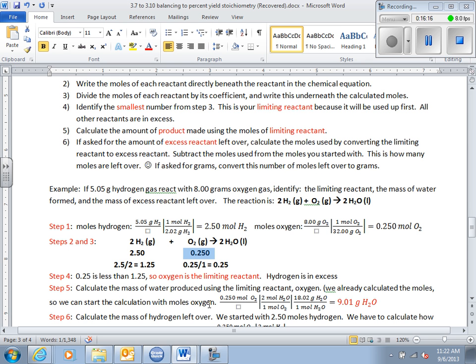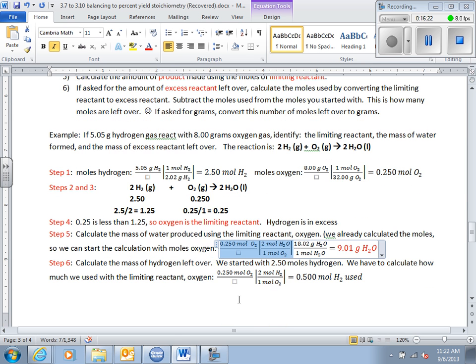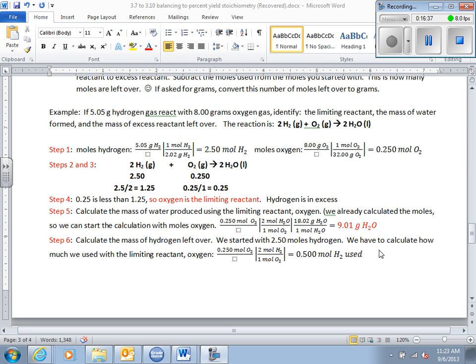But this is your calculation, because a lot of students are still iffy on all of this information. Here we go. So we have 0.25 moles of oxygen. We go from oxygen to hydrogen, because oxygen was the limiting reactant. And we find out that we're going to use 0.5 moles of hydrogen. So I know how much hydrogen is used.